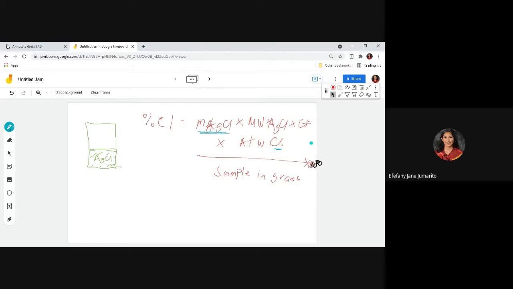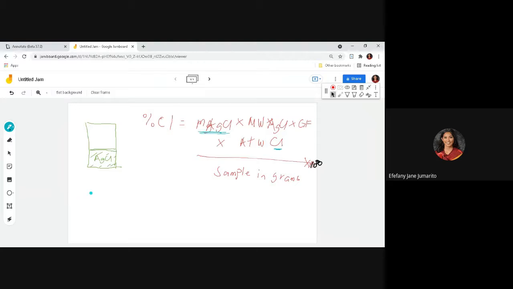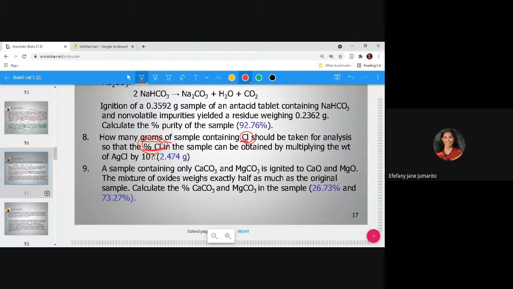Now, how do we do that? We are only given this one. We are given the percent Cl. All right, so let's do that one. Here, we have percent Cl. What is percent Cl? What are they given? What is percent Cl?